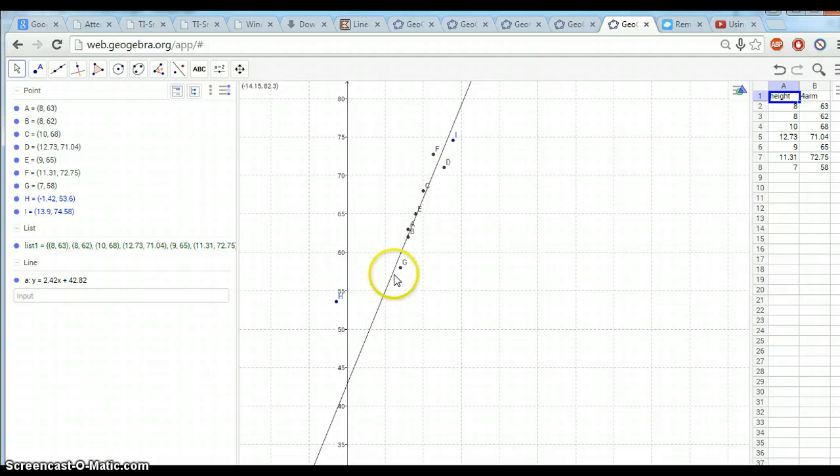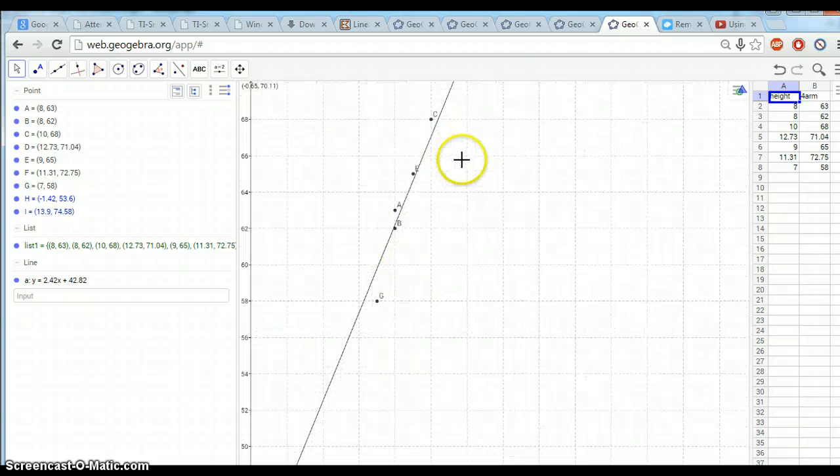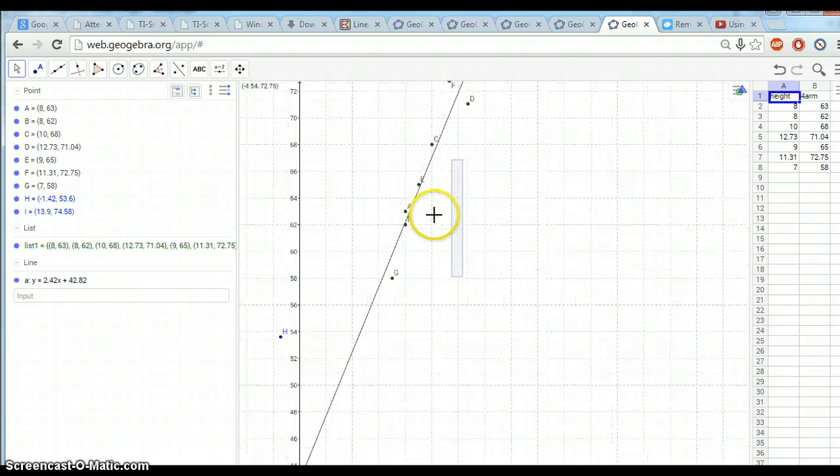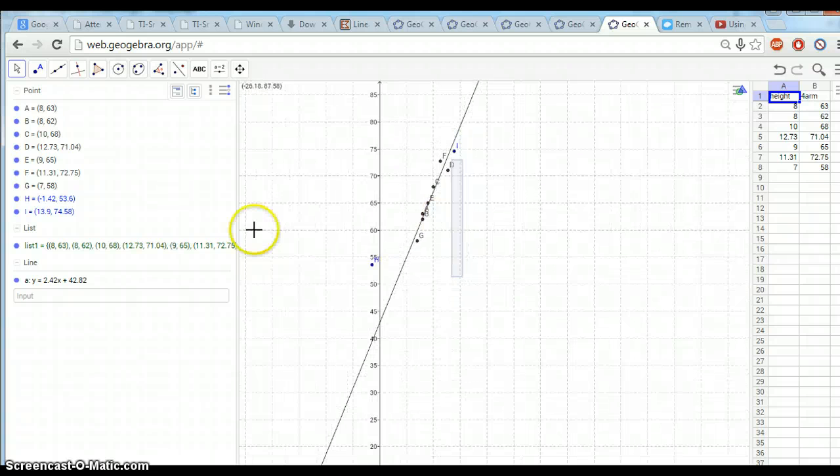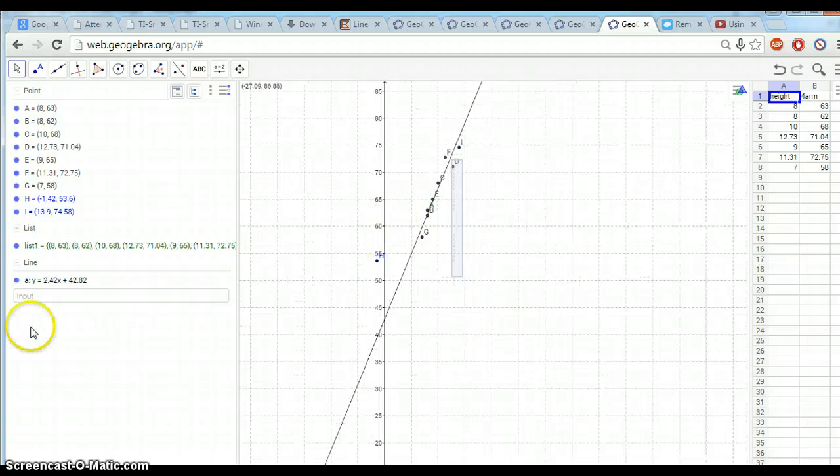So this is the line of best fit. This is the line that goes through the points the best, okay? Now, the computer actually gives you the equation right here. So y equals 2.4x plus 42, which means that for every inch that the forearm increases, generally you are 2.4 inches taller.